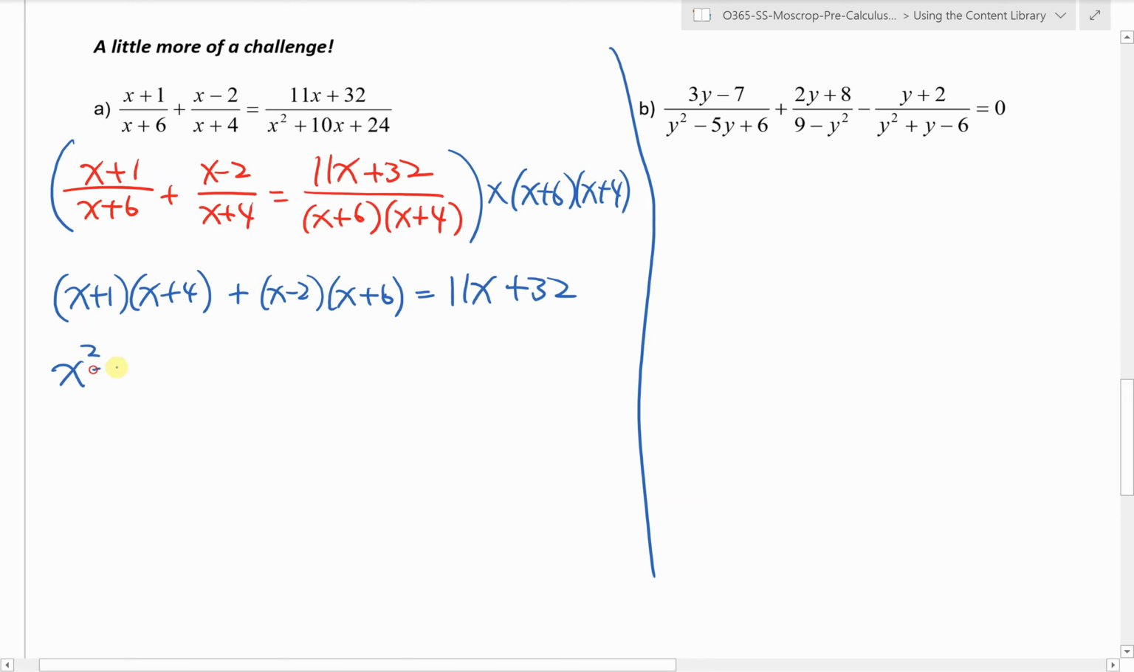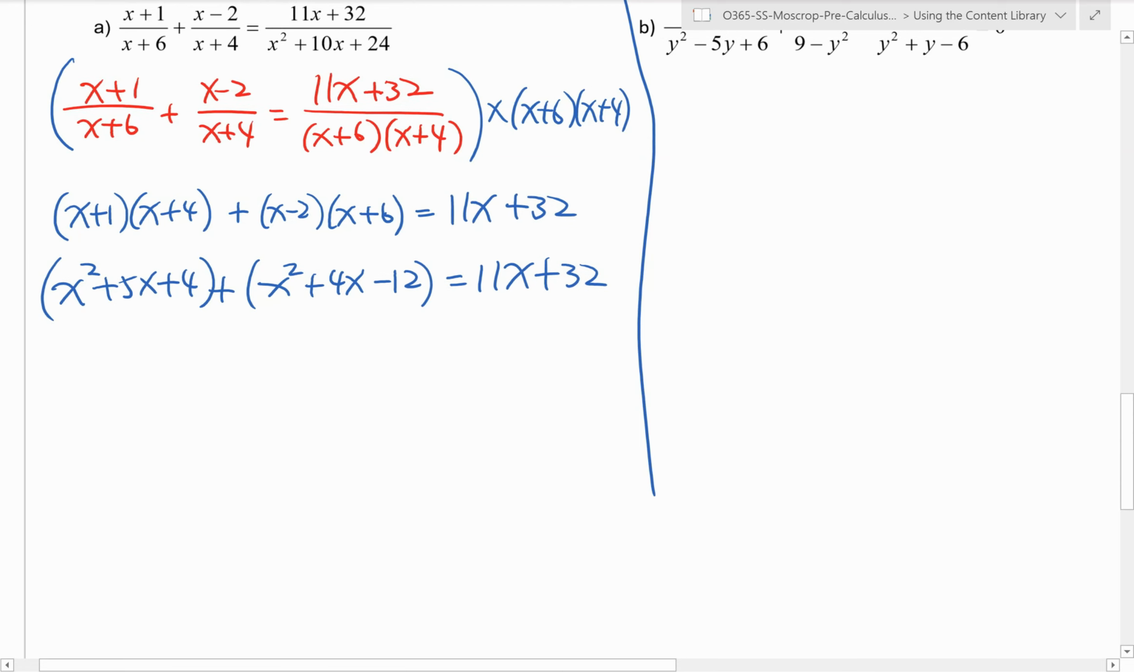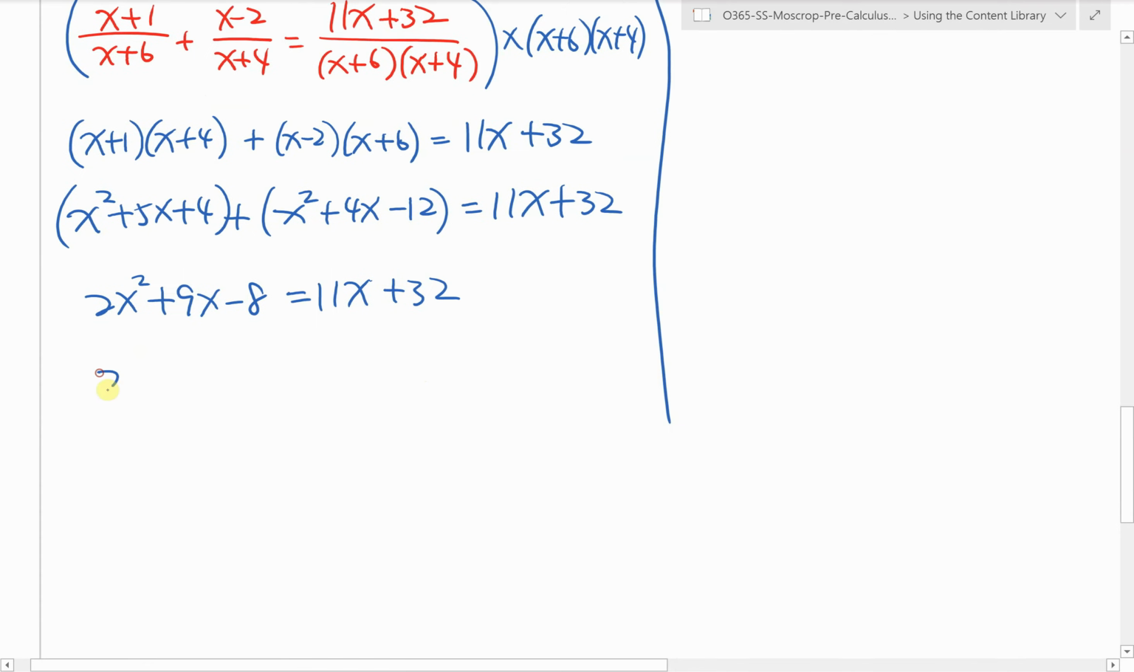This is going to be x squared plus 5x plus 4 plus x squared plus 4x minus 12 equals 11x plus 32. Now you can combine like terms. So this is going to be 2x squared plus 9x minus 8 equals 11x plus 32. You can move everything. This is a quadratic equation, so you have to move everything to one side and make it equal to 0. Okay.